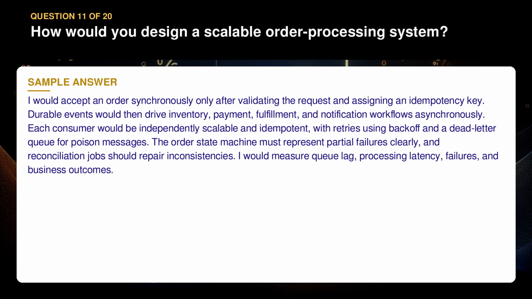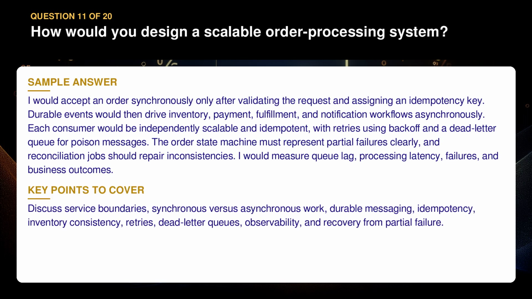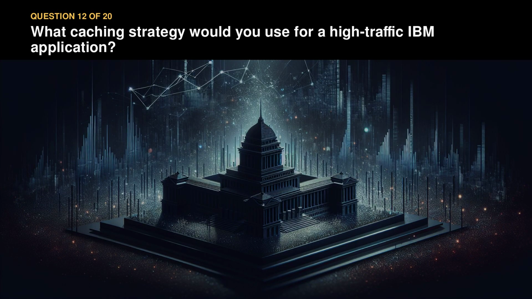The order state machine must represent partial failures clearly, and reconciliation jobs should repair inconsistencies. I would measure queue lag, processing latency, failures, and business outcomes. Discuss service boundaries, synchronous versus asynchronous work, durable messaging, idempotency, inventory consistency, retries, dead letter queues, observability, and recovery from partial failure.